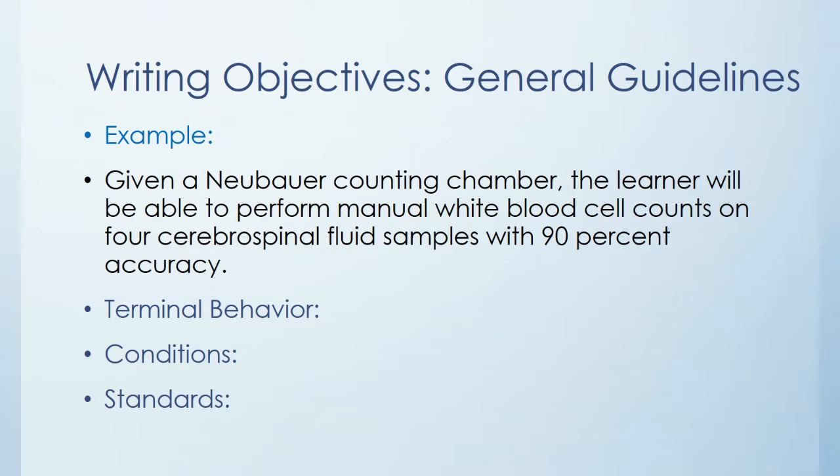So let's identify the terminal behavior. That's ultimately what the learners will be able to do. So that is perform a manual white blood cell count. And then the conditions, we have given them a counting chamber. And then the standards, 90% accuracy. So this meets our criteria of a good objective.